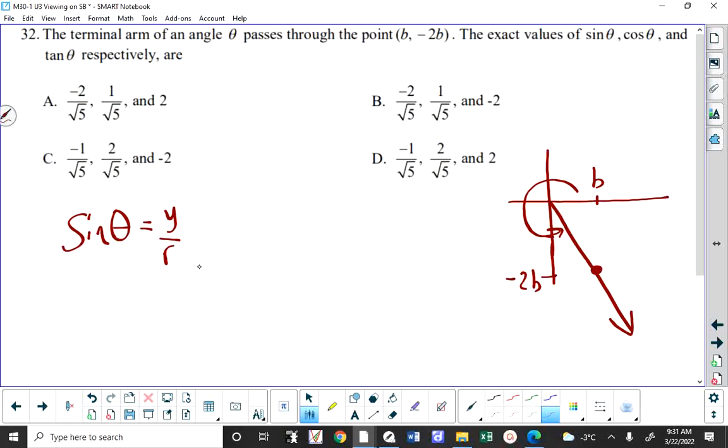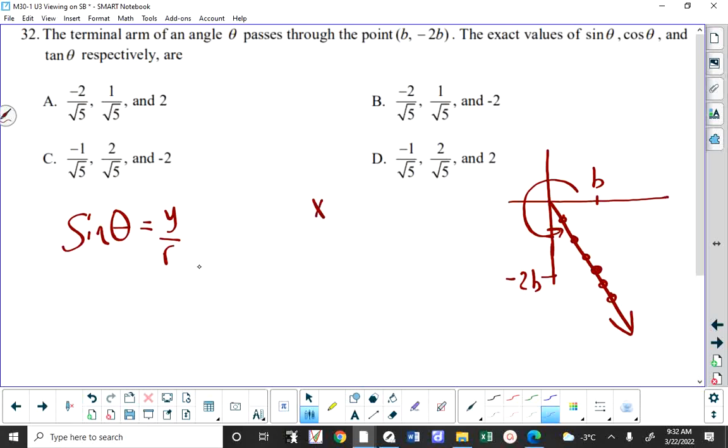So if the x-coordinate was 5, the y-coordinate would be negative 10. It would pass through that point. If the x-coordinate were 1, the y-coordinate would be negative 2. It would pass through that point. All of these points on this terminal arm are going to have y-coordinates that are negative 2 times the x-coordinate. Okay, and again, I'm going to come back to that kind of ratio idea in a bit. So what do we know?